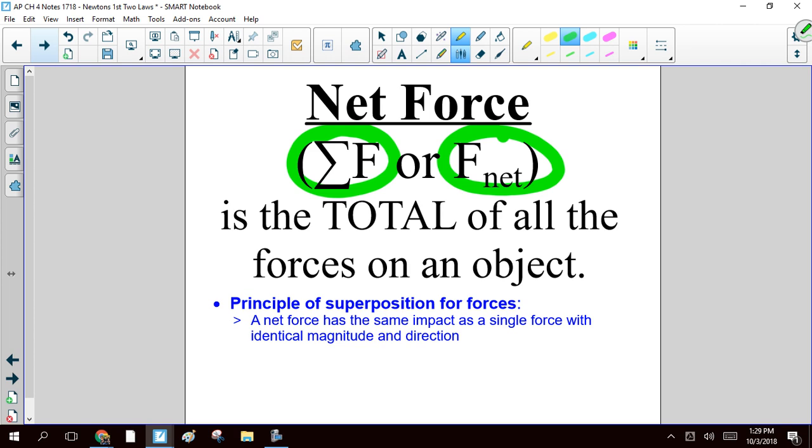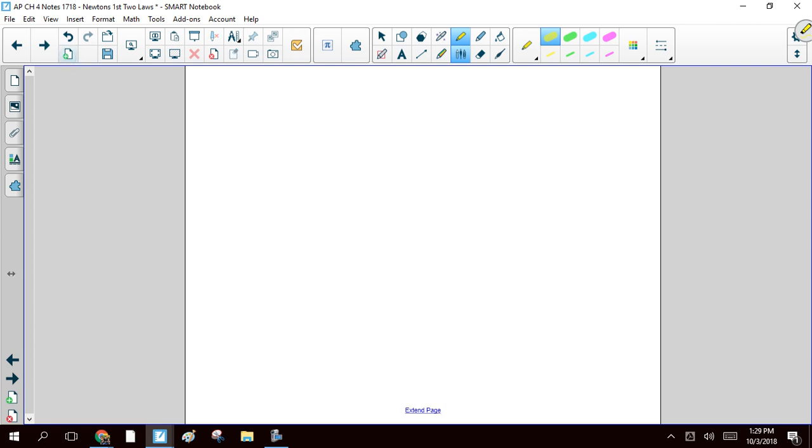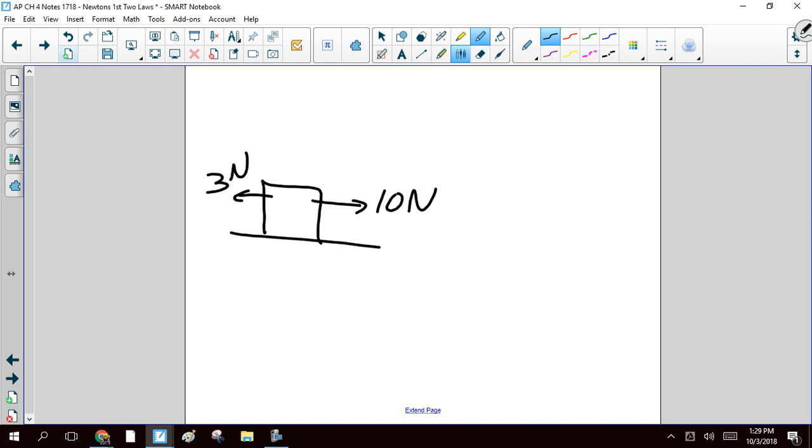There's a principle, this is actually something we didn't learn last year, called the principle of superposition for forces. It says that a net force has the same impact as a single force with identical magnitude and direction. In English, what that means is this. If you've got a box with a whole bunch of forces on it, maybe 10 newtons this way, and 3 newtons this way, and maybe about 8 newtons this way. As far as the box's motion is concerned, it's the exact same thing as if you just had 1 newton this way.